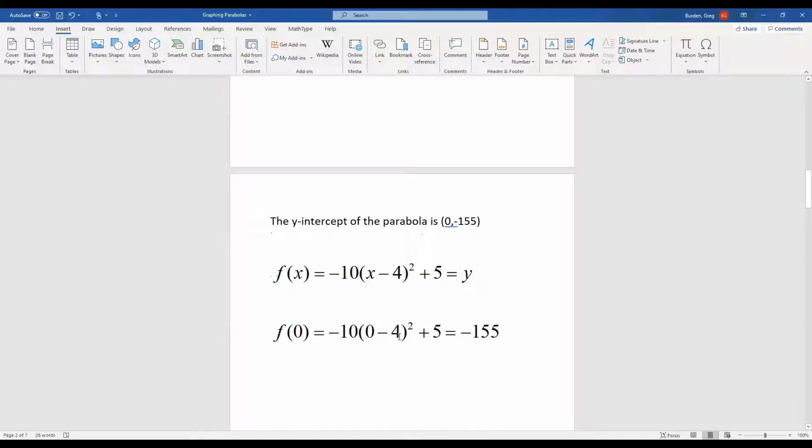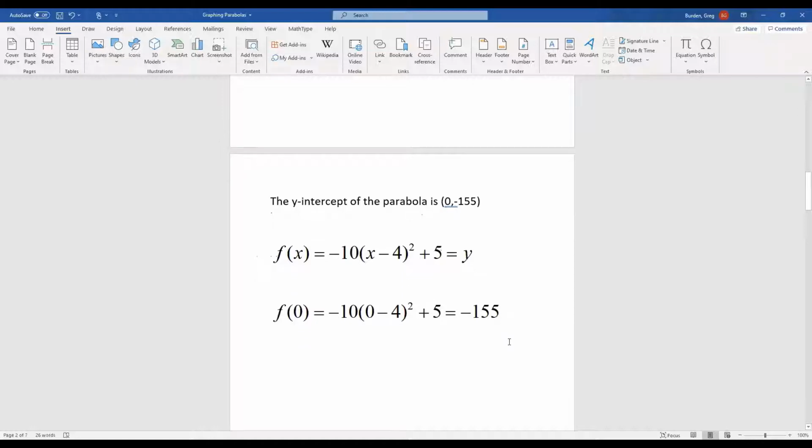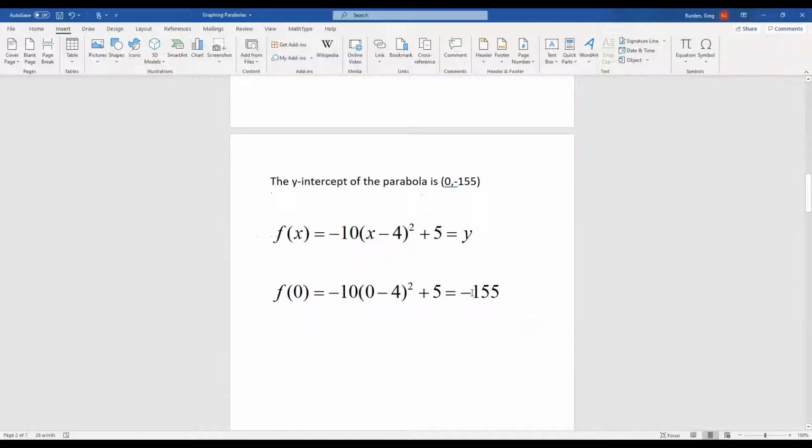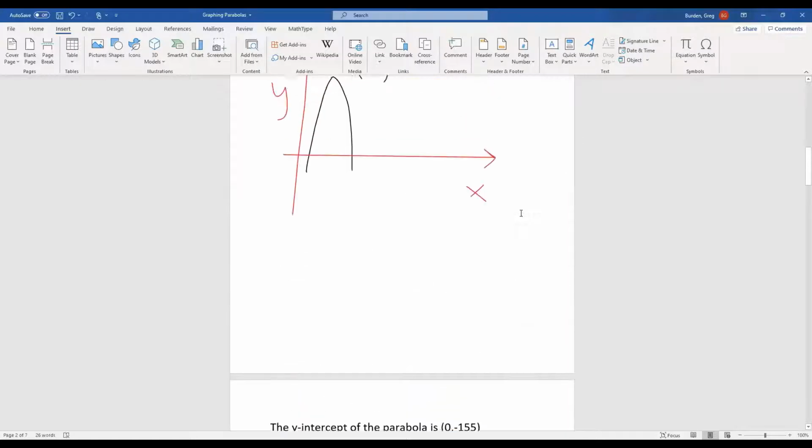Plug in 0. 0 minus 4, of course, is negative 4. Square that, you get positive 16. Multiply that by negative 10, and you get negative 160, plus 5 is negative 155. I should check my arithmetic on that, but it's actually not that hard to do mentally. So f of 0 is negative 155. In other words, the y-intercept is (0, negative 155).